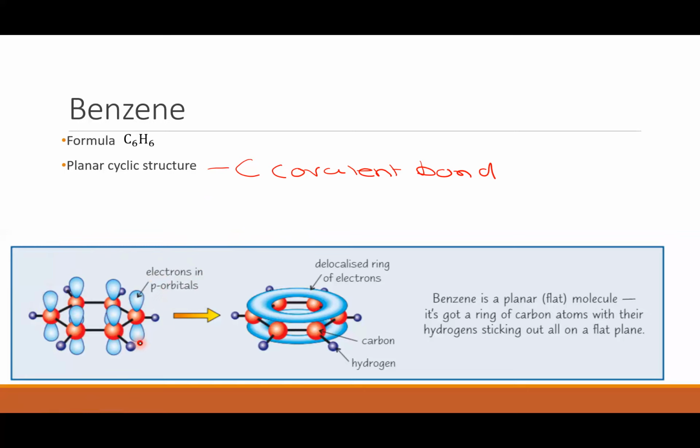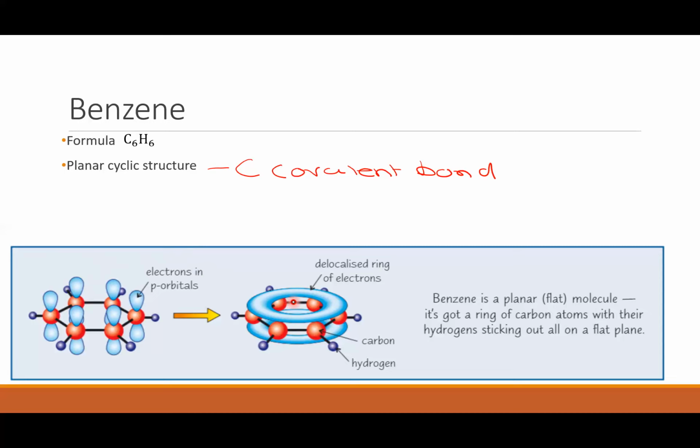The p orbitals on each carbon atom combine to form a ring of delocalized electrons. So we can see it here. Each p orbital combines together and we get this ring of delocalized electrons, and we have that on top of the plane and below the plane. And a reminder that delocalized means the electrons don't belong to a specific carbon atom, but they're shared between them all. So here, the unpaired electrons would be per carbon, but they join together to make this ring of delocalized electrons, and we've got those 2 rings.